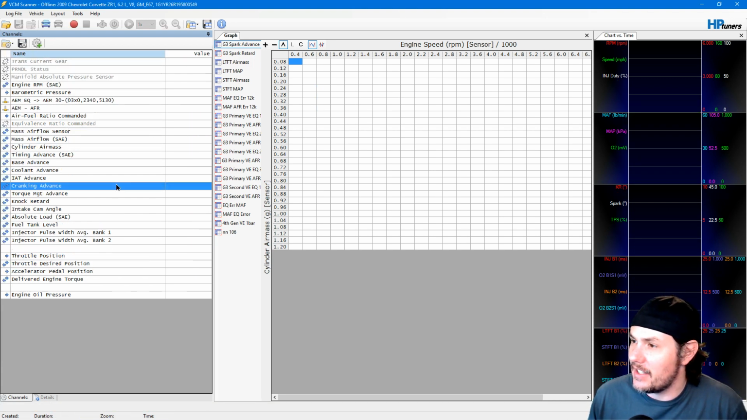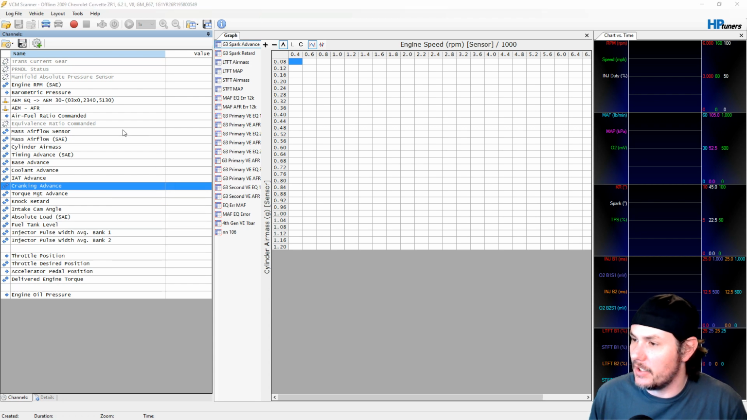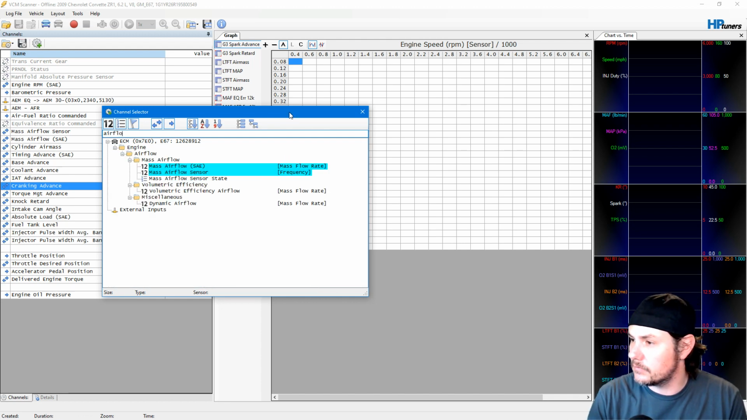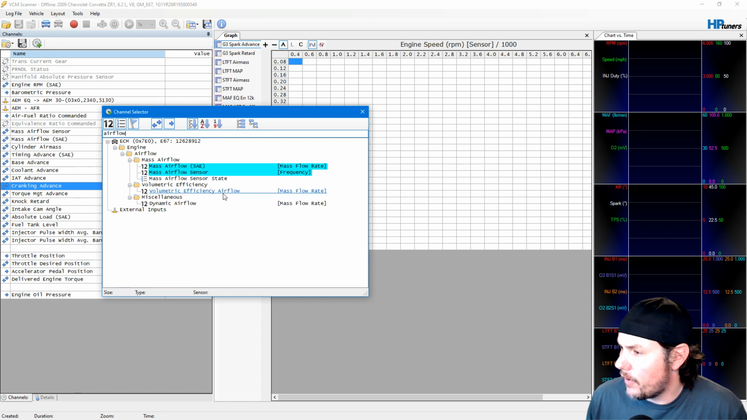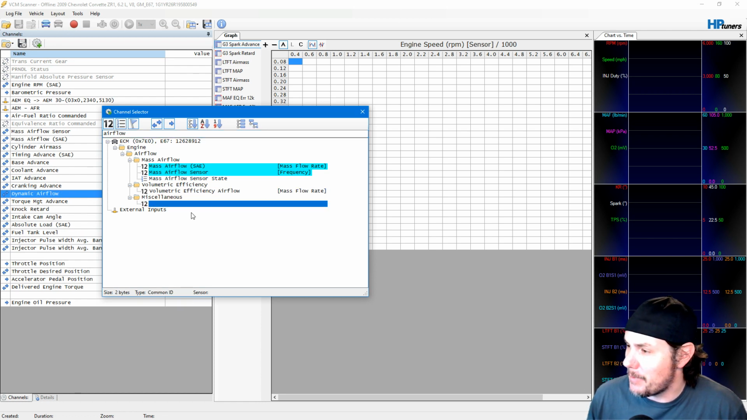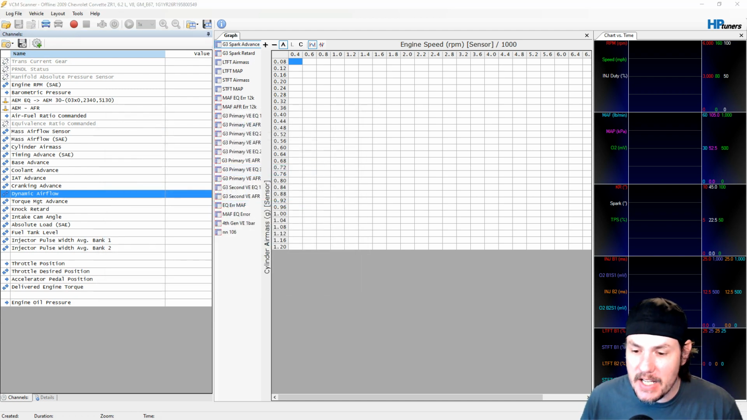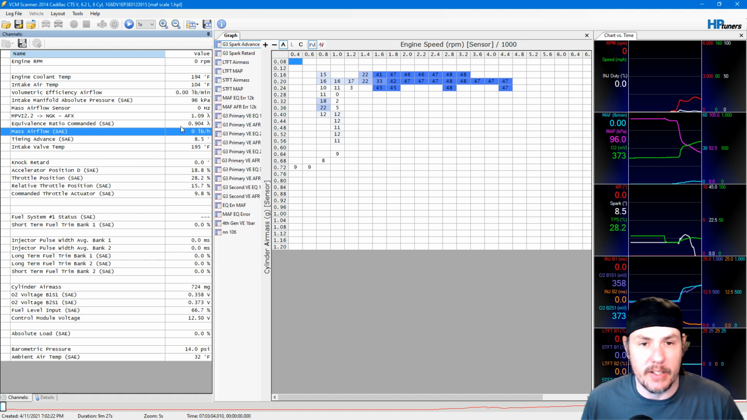If we exit out of this, and we've got a Corvette one on here, we can go into our channel selector, and we'll look for any airflow. So volumetric efficiency airflow on this one, dynamic airflow, that's what I'm talking about. Now, dynamic airflow can be calculated both off of mass airflow or volumetric efficiency, or the blend of both. So that dynamic airflow is taking into account the situation that you're in whenever you're actually doing the pull. If you see high speed, it should match up with your mass airflow exactly.